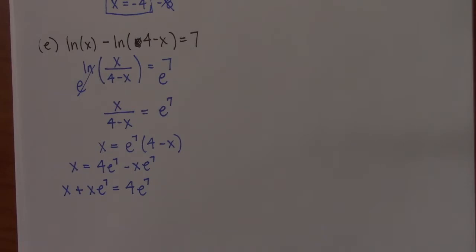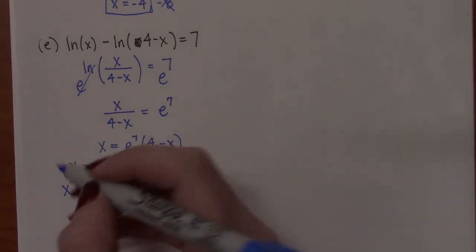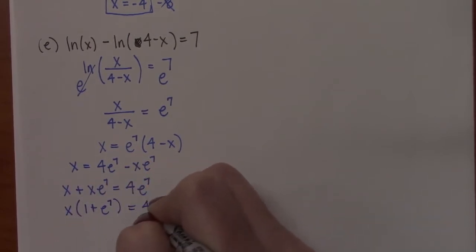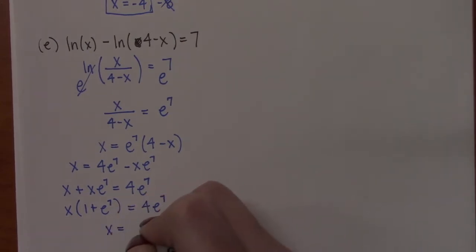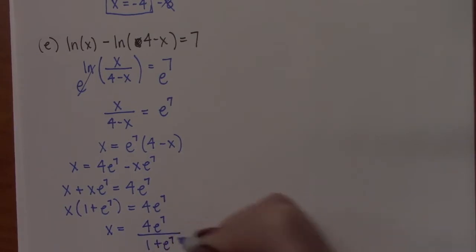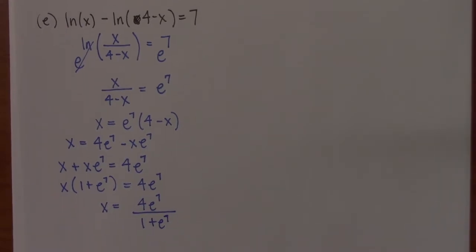Then on the left, I can factor an x out. And to get x by itself, we simply divide by all this stuff. So these aren't pretty, but that's the correct way to do it. e is just a number, so you just work with it like you would any other constant, all right?